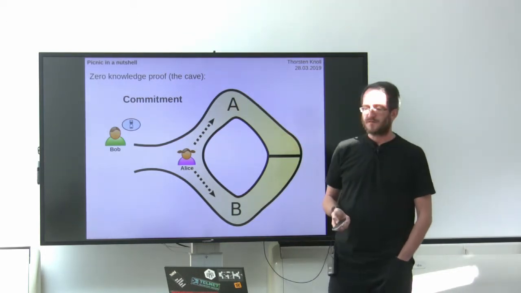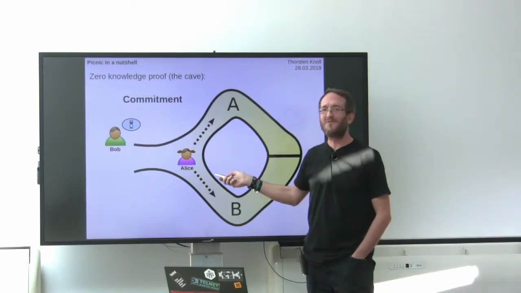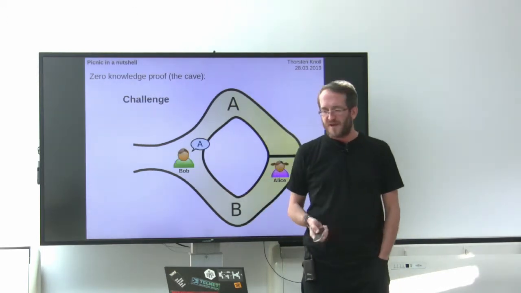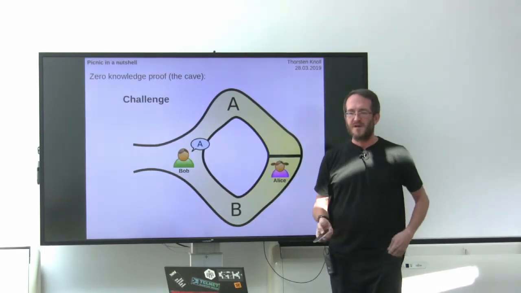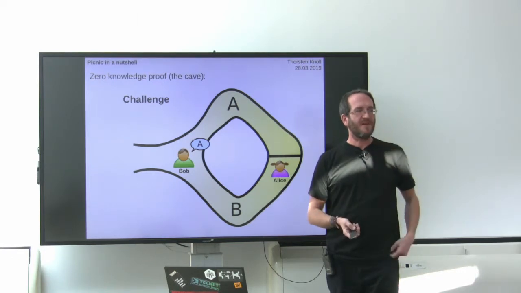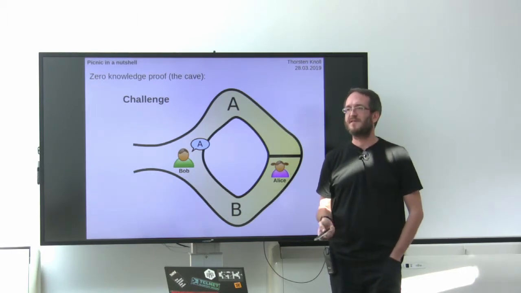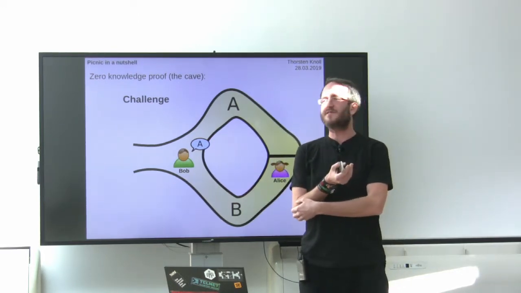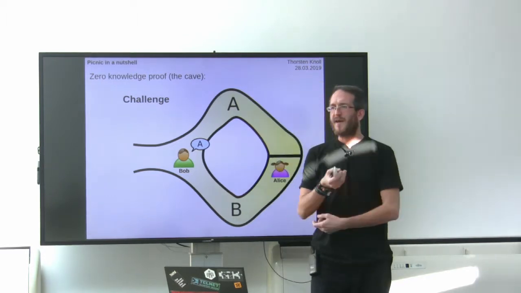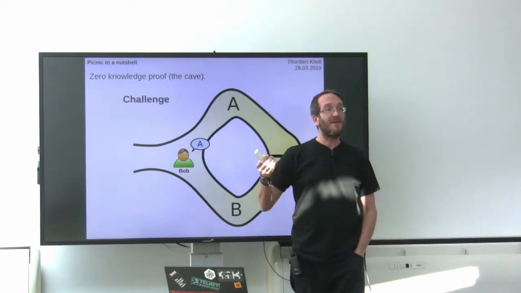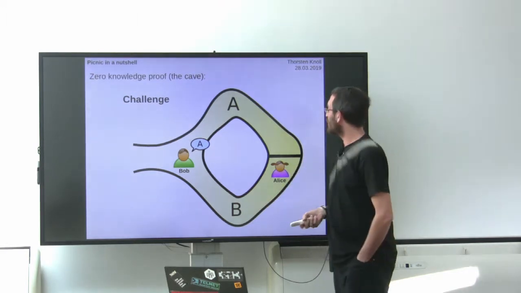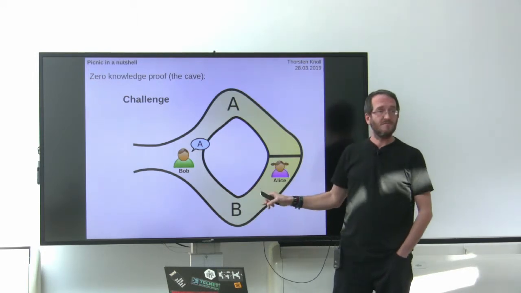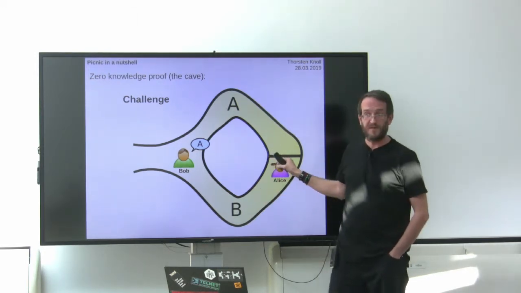Alice goes into that, I wanted to say rabbit hole, just a cave, sorry, and decides if she goes to A or B. And she decided to go to B. Now Bob follows after her and gives her a challenge and says, hey Alice, I don't know which way you went, but please come out of the cave at A or come out of the cave at B. And now you see the problem. Alice can go directly out of B because she chose to go to B. That is easy. She doesn't need a secret for that.